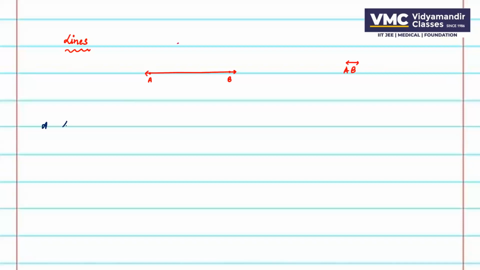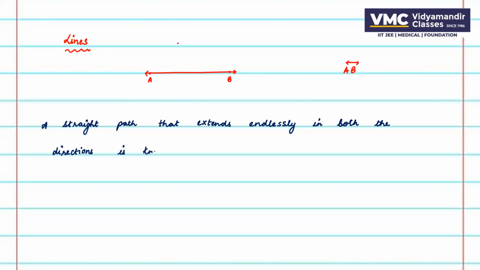So a straight path that extends endlessly in both the directions is known as a line.